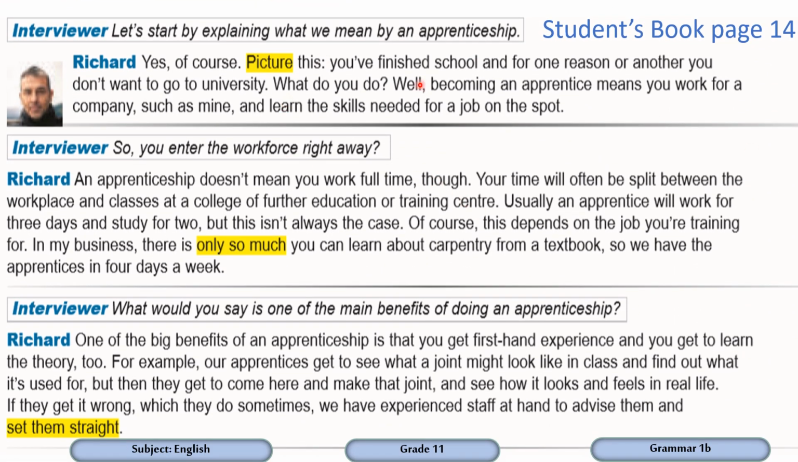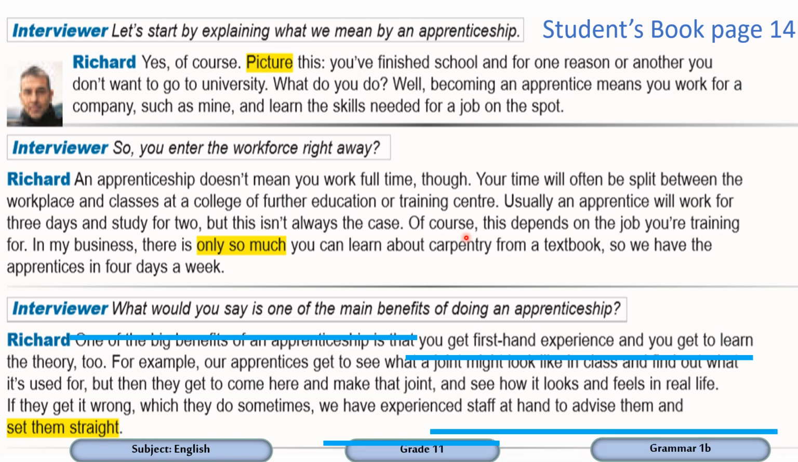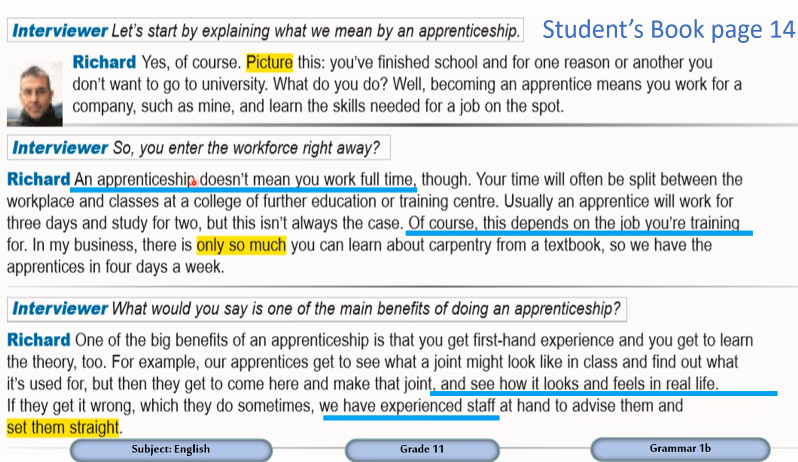Here is the text on page 14 in your student book, which is an interview between the interviewer and Richard. Now, let's check the underlined examples that include stative verbs. An apprenticeship doesn't mean you work full-time, the verb to mean. Of course, this depends on the job you're training, to depend. And see how it looks and feels in real life, how it appears or seems.